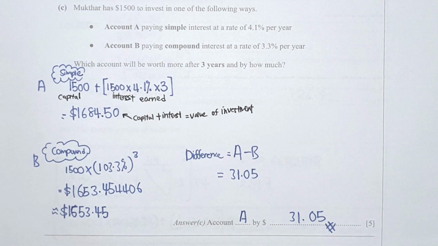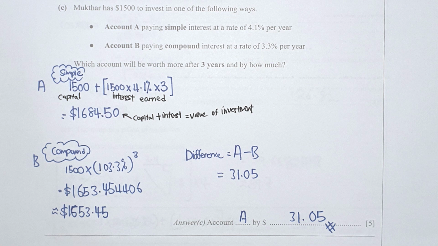Now account A and account B, as mentioned by the question, account A is simple. To find how much it is worth, they are looking for the value of investment. So for the simple interest one, after calculating the interest, you are required to add the capital of 1,500 back. So your total will be 1,684.5.